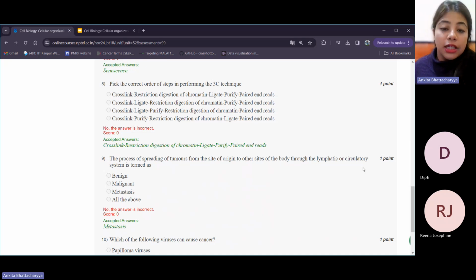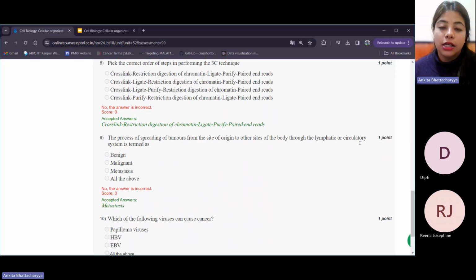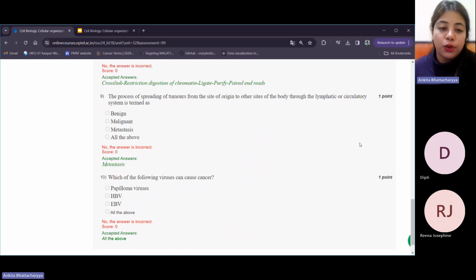Then those fragments need to be purified. And finally, whatever fragments have been purified need to be sequenced by paired end reading. And then that will give you the information regarding the genome and its organization. So taking this sequence in mind, the correct option is option 1, where we first cross-link, then restriction digest, ligate, purify, and carry out paired end sequencing of the reads that have been obtained.